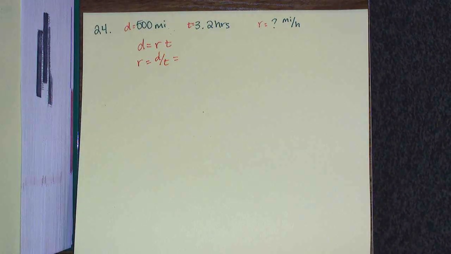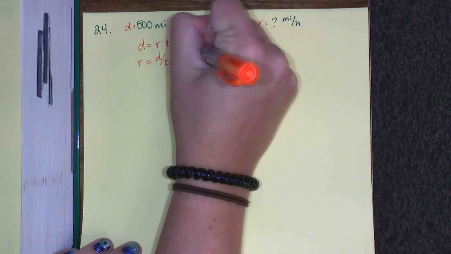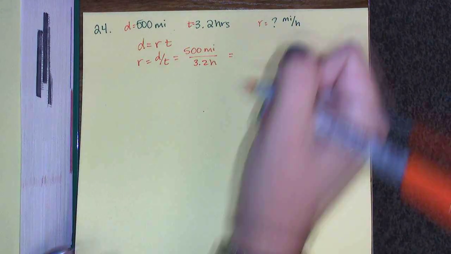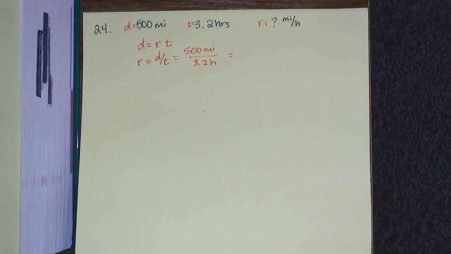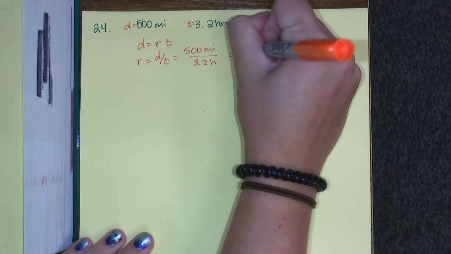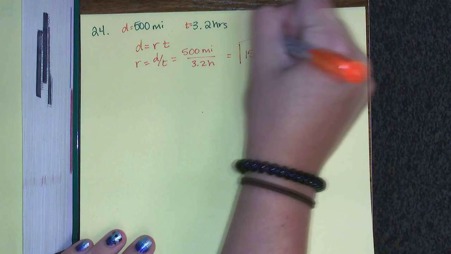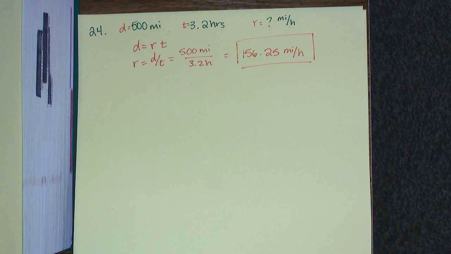And now I can plug the numbers in. So 500 miles over 3.2 hours gives me what? You can use your calculator to get the number, so it doesn't take forever. $156.25, and it's miles per hour. Okay, so make sure you have your units on it. Okay, these are word problems, so they're definitely going to have units.